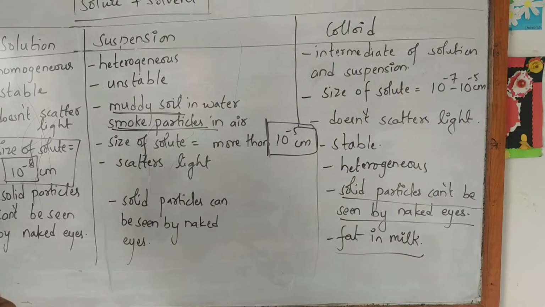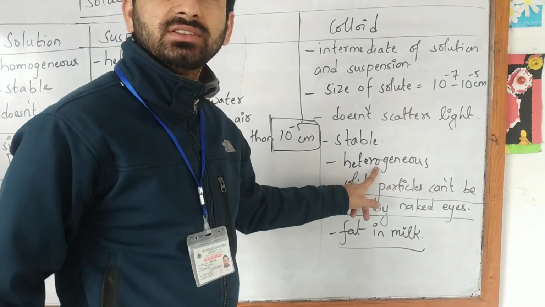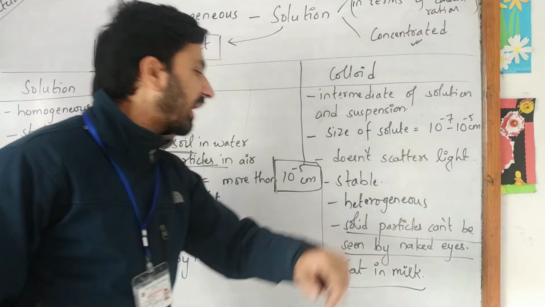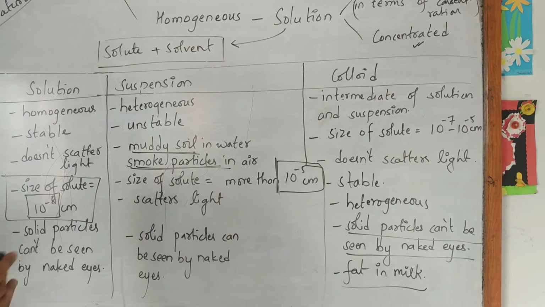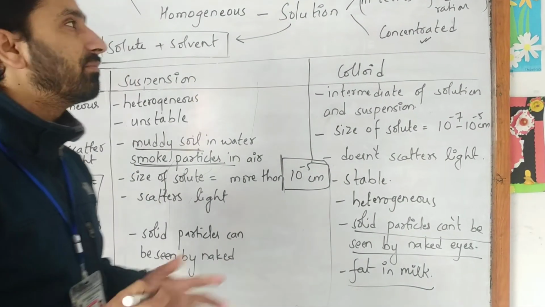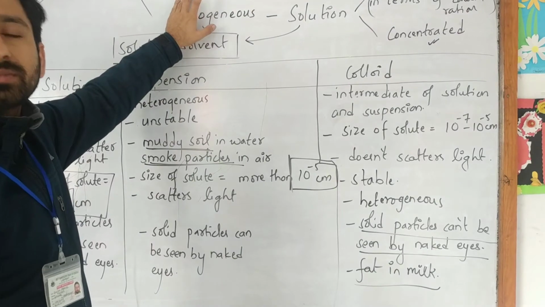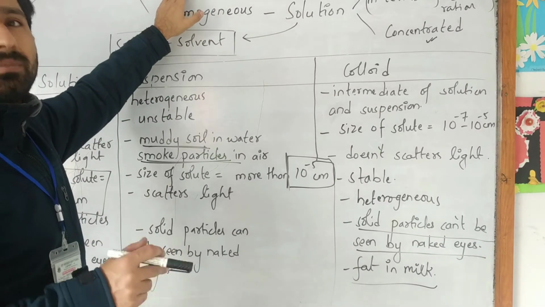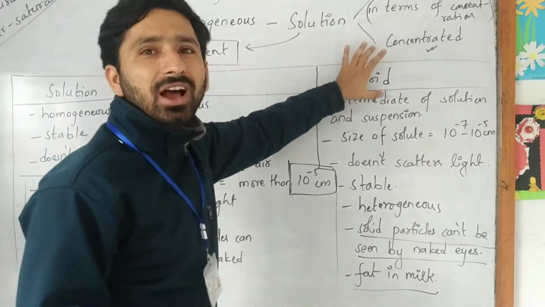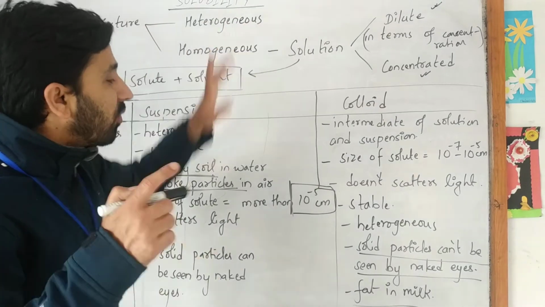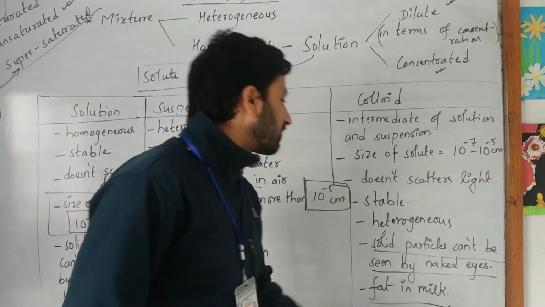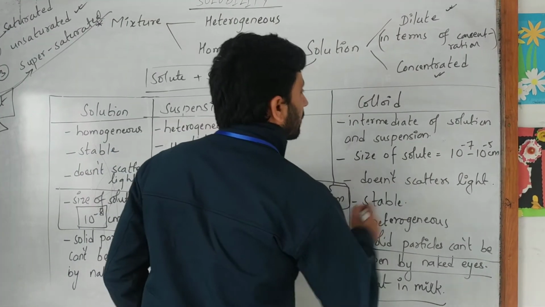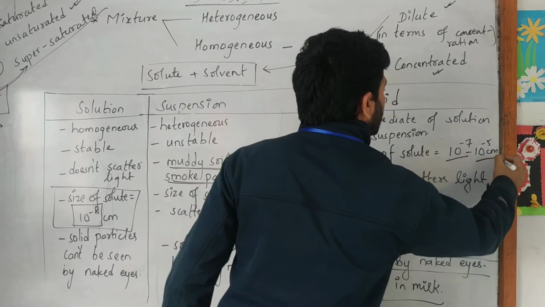Though colloids are heterogeneous, it is an exception. Colloids are the exception for heterogeneous, where we cannot see the dissolved solute or solid particles. We have been studying that heterogeneous are the types of mixture where we can see the dissolved particles. But colloids are those type of heterogeneous mixture where we cannot see the solid particles by our naked eye. Okay, and their size is 10 to the power minus 7 to 10 to the power minus 5.